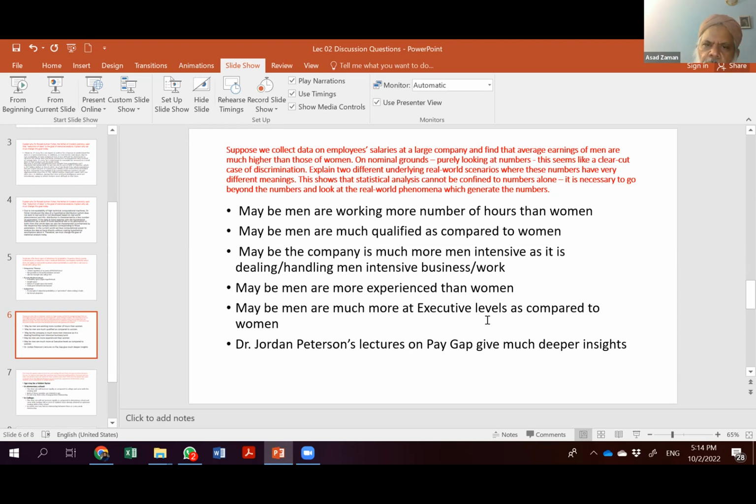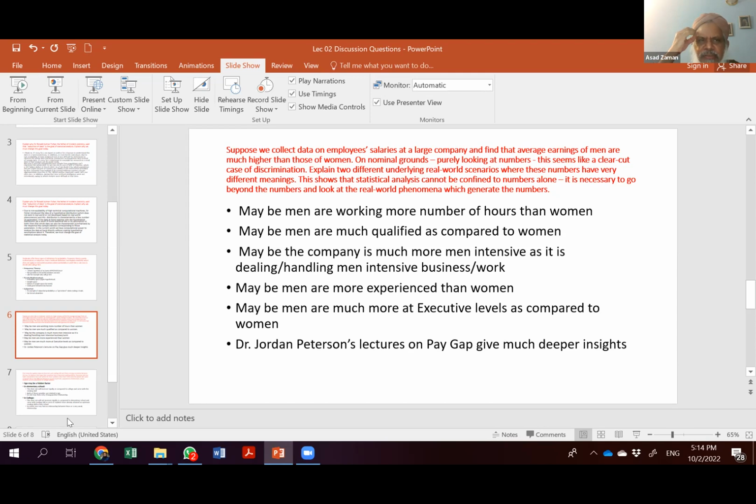It is necessary to go beyond the numbers and look at the real world phenomena which generate the numbers. So maybe men are working more hours than women, therefore they are getting much higher wages. Maybe men are more qualified than women in that sample, in that company, therefore they are getting much higher wages. Maybe the company is much more men intensive, as it is handling men intensive business or type of work. Maybe men are more experienced than women.